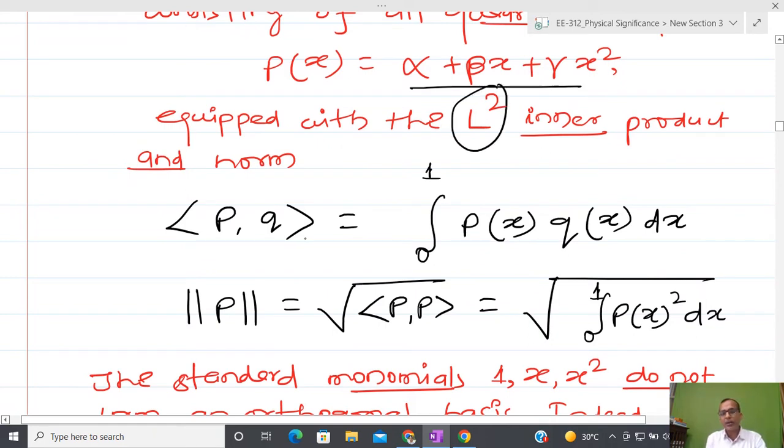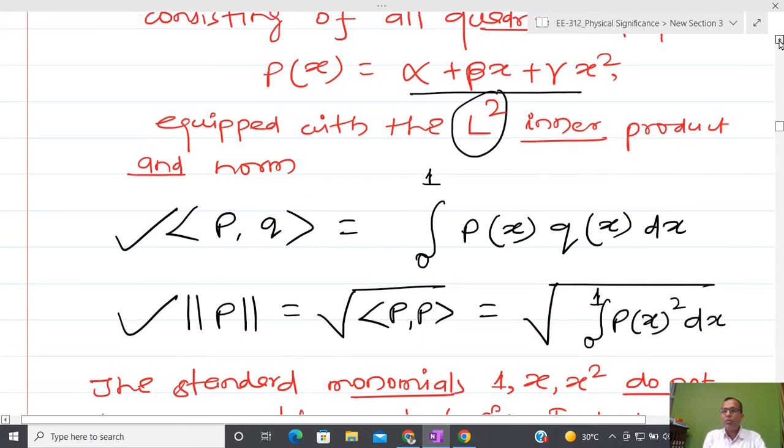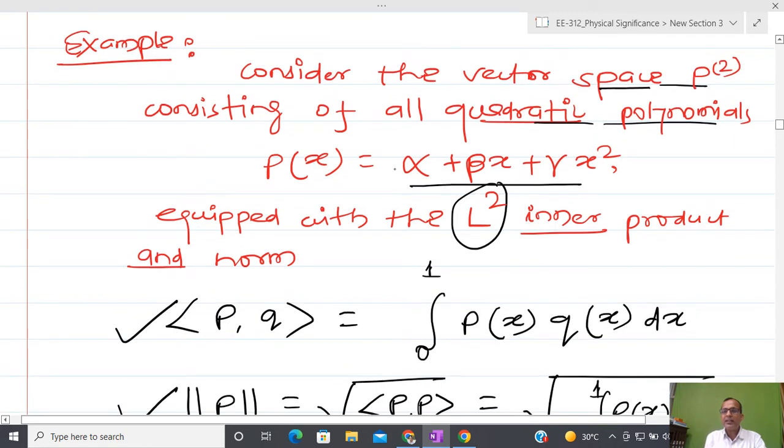So the L2 inner product of two vectors P and Q can be given like this: I have to define a definite integral between A and B, and after that take P(x) times Q(x) times dx. Similar things I have done, and in order to define the norm, I told you that you can just replace Q by P and then take the square root. In this way I can define the inner product and I can define the norm.